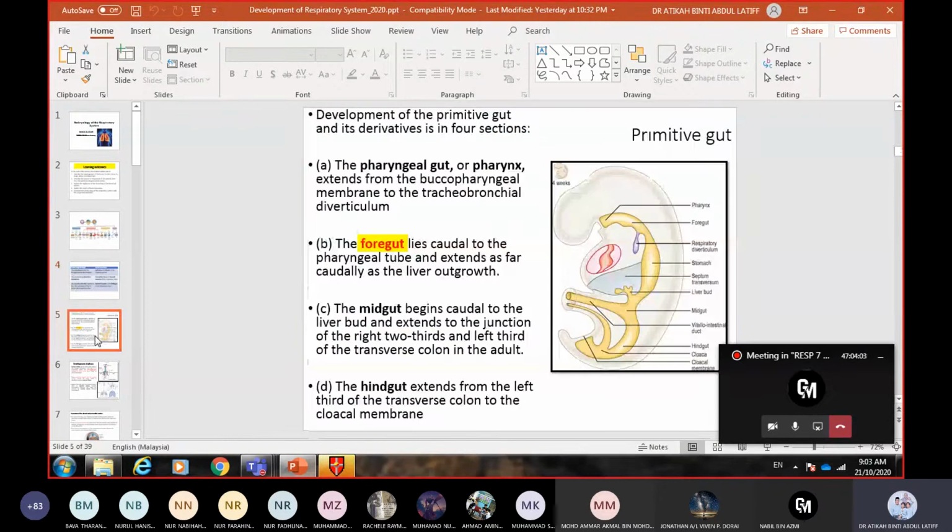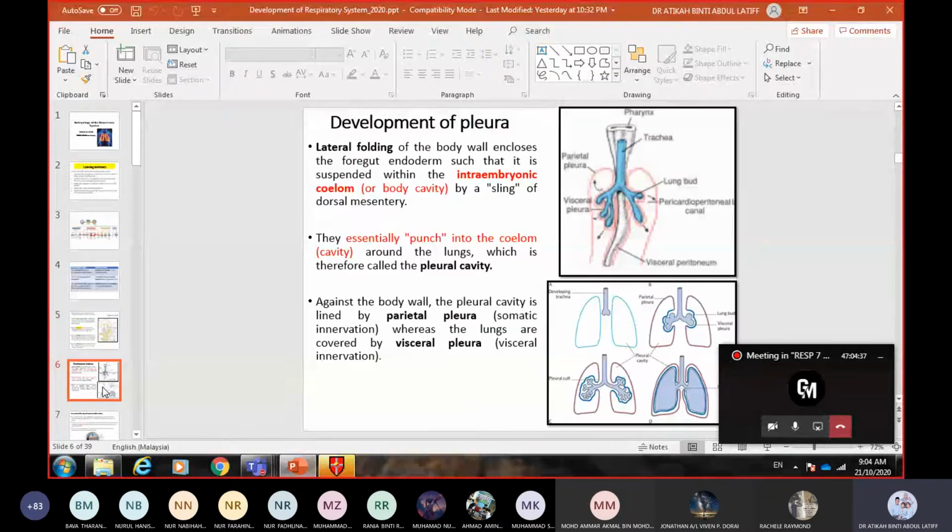Okay, so just again, just a recap of development. Okay, this is what the fetus will look like at about 4 weeks. Okay, and you have the foregut, midgut, and hindgut here. Okay, so in respiratory system, we only focus on the foregut because this is where your respiratory system develops from. Okay. So first we will talk about how the pleura is formed.